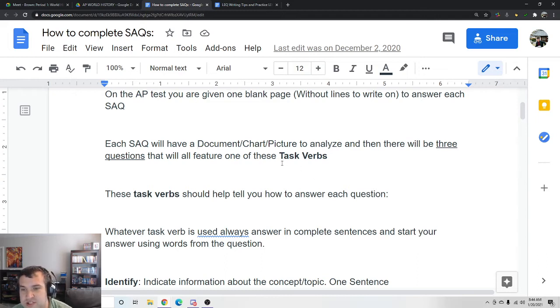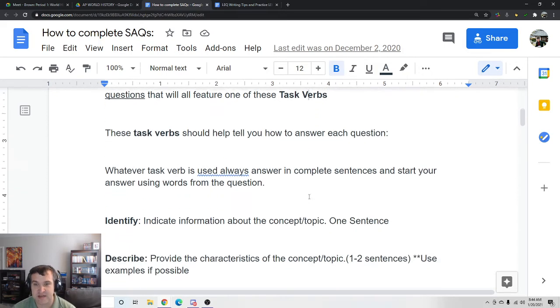And those 3 questions, each question will feature one of these task verbs. And I think you kids got to memorize what's expected with each task verb. This is definitely the way to win the AP test right here.